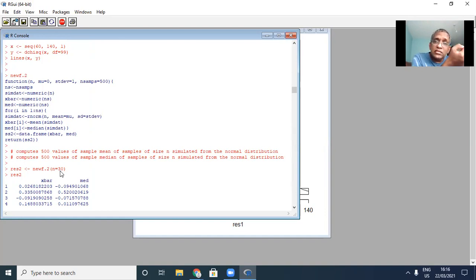And for each of the 500 samples, you are computing the mean and the median. The first column, this column here, gives the 500 values of the mean, and the second column, which is this one, gives the 500 values of the median. So n is the size of the sample that you're simulating. Whatever n is, you are simulating 500 samples, each of size n. In this case, n is 30, so you are simulating 500 samples, each of size 30, right?